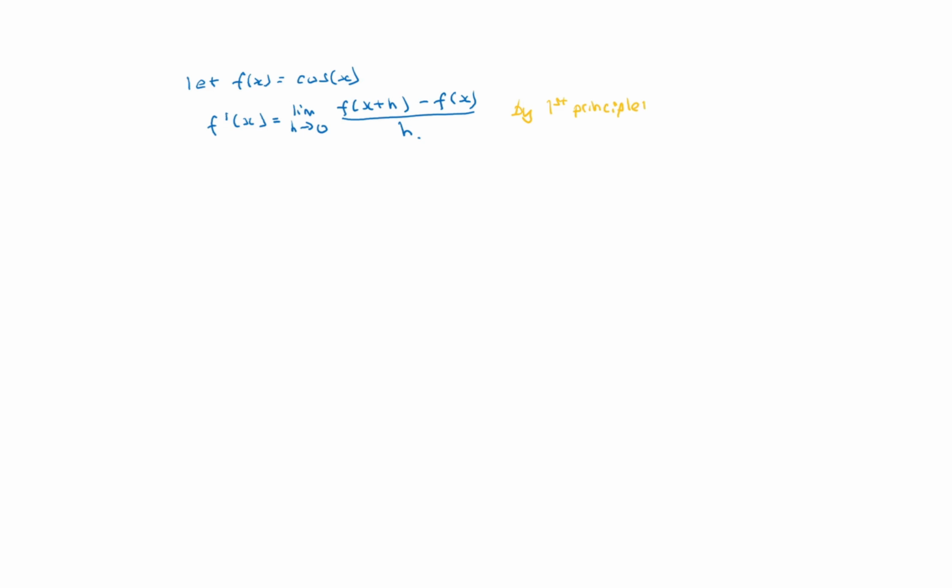And if you haven't seen the derivation of that rule, have a look at the top right, there will be a link to that video. Alright, that's equal to the limit as h approaches 0. We sub that in, we get cos of x plus h minus cos of x divided by h.